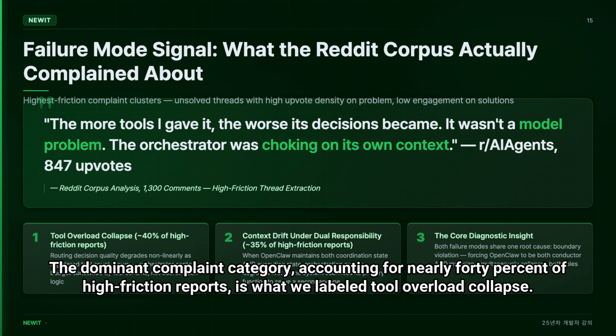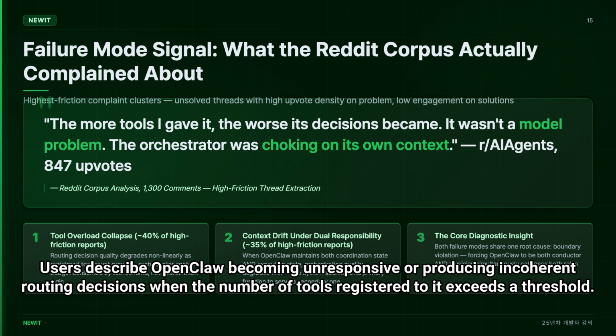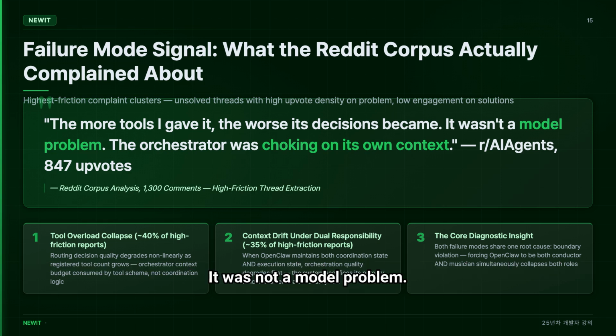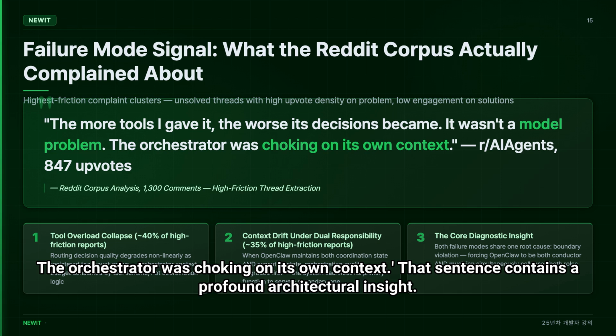The dominant complaint category, accounting for nearly 40% of high-friction reports, is what we labeled tool overload collapse. Users describe OpenClaw becoming unresponsive or producing incoherent routing decisions when the number of tools registered to it exceeds a threshold. One practitioner wrote, and I am quoting directly, "The more tools I gave it, the worse its decisions became." It was not a model problem. The orchestrator was choking on its own context. That sentence contains a profound architectural insight.